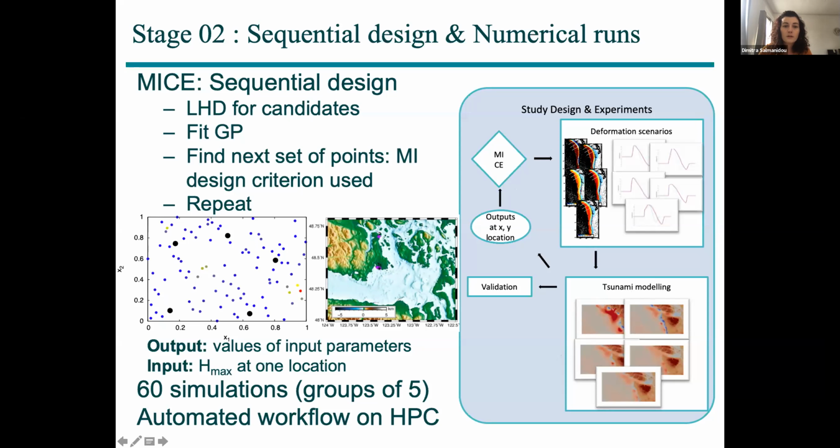So this is a cycle that iterates 12 times, and each time we choose to run 5 simulations. So in total, we have 60 simulations that run on HPC, and the workflow has been automated.